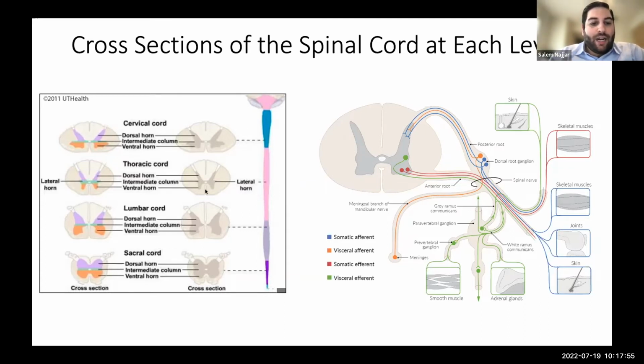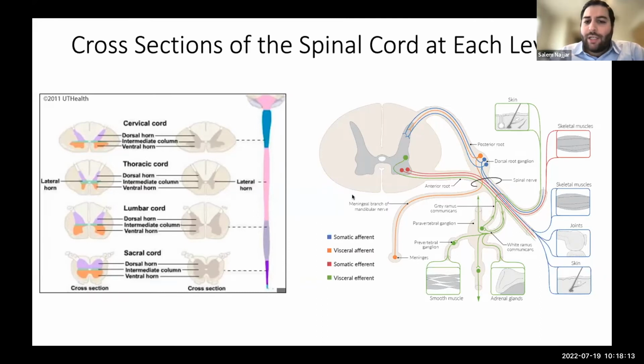So let's look a little bit more about this, right? These are just the representative sections. You can see that there's a large dorsal horn in the cervical and the lumbar cord, and that's really important because those parts of the spinal cord are really involved with innervating sensory functions such as the skin.